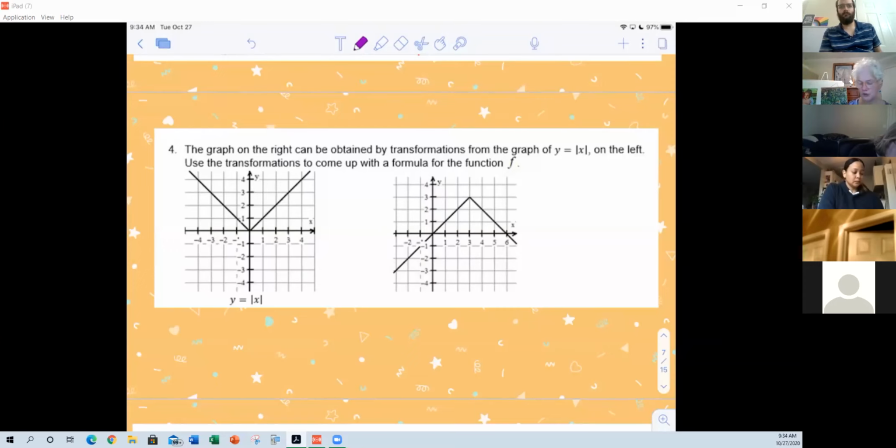And if you're struggling with this in any way, the easiest thing to look at is what's happening to the vertex. What happens to the vertex if it goes from here to here? What do you do to that vertex? What transformations are happening to it? How is it moving?